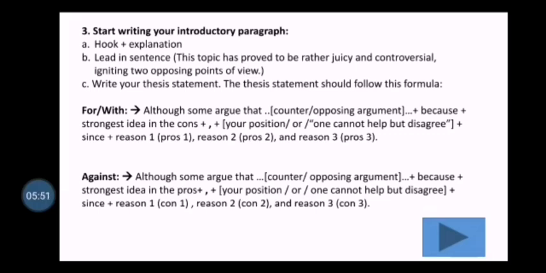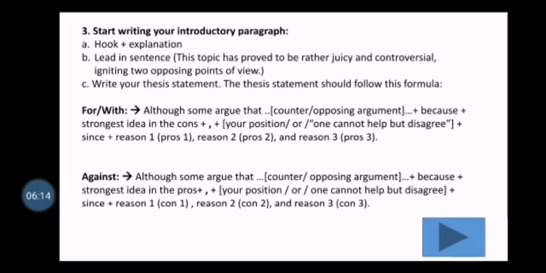On the other hand, if you are against, you would start with "although some argue that," then you mention the counter argument or opposing argument, then you use the word "because." After that you mention the strongest idea in the pros, followed by a comma, then you mention your position, or "one cannot help but disagree."